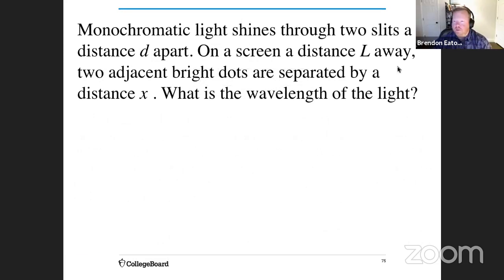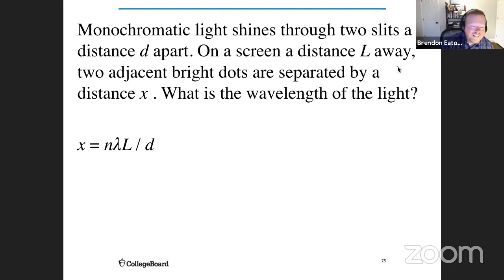All right, last one. Monochromatic light shines through two slits a distance d apart. On a screen distance L away, two adjacent bright dots are separated by a distance x. What is the wavelength of the light? For this problem, we can use our basic equation that we defined earlier, where x equals n lambda L over d. This is another apology that I have to make. I used m earlier. The College Board uses n, but thank you, Mrs. Shear, for teaching me m. I learned it as n also.